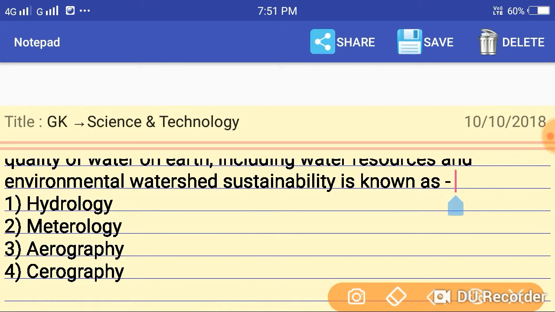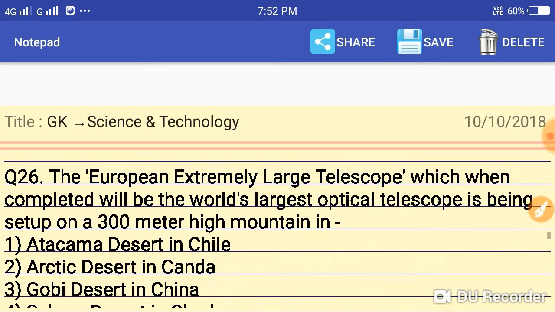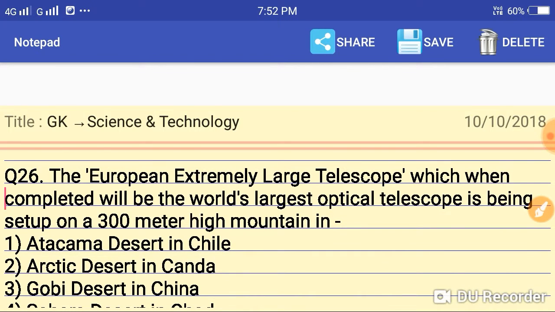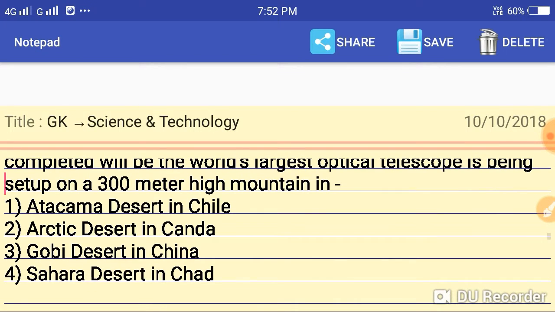Next question is here. The European Extremely Large Telescope, which when completed will be the world's largest optical telescope, is being set up on a 300-meter high mountain. So the right answer to question number 26 is option 1, Atacama Desert in Chile. This is the right answer. Next question.